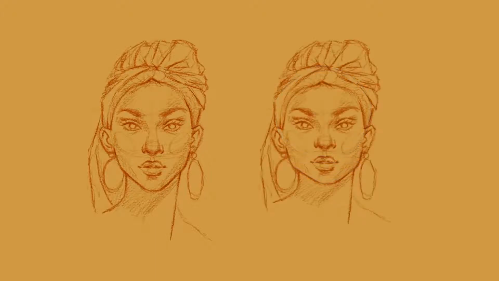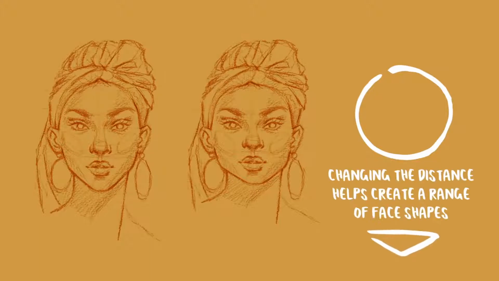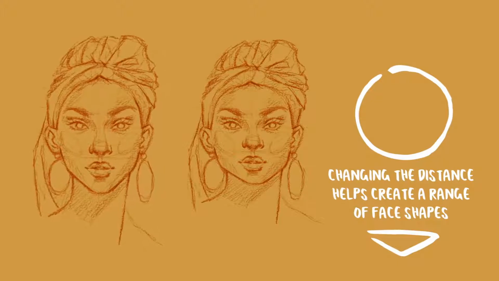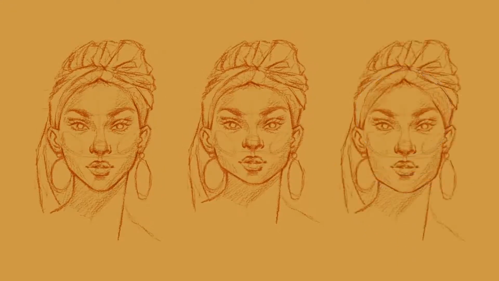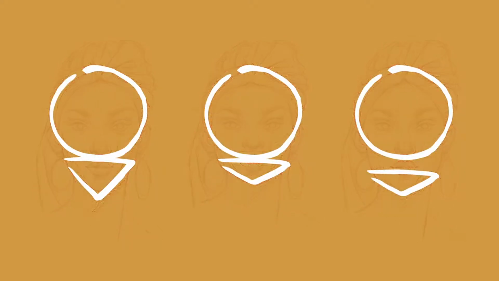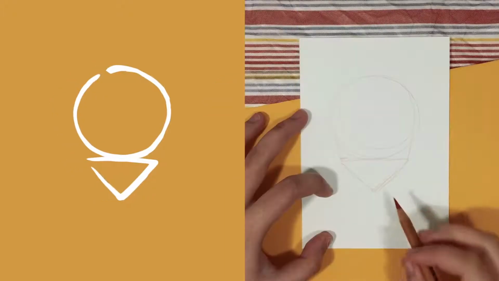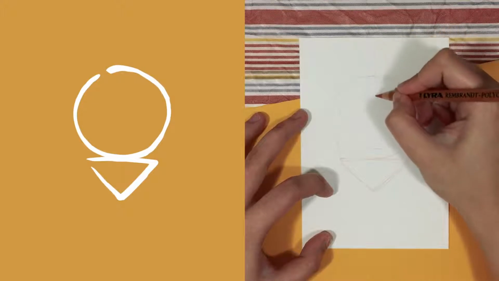The next thing I like to take note of is the distance between the circle and the inverted triangle, because changing this distance can help us create a range of face shapes, such as an oval face shape, a square face shape, and a triangle face shape. There are actually 3 main combinations that I like to use, which you can see on the screen, but for the demonstration I will be using the first combination and the most common one.